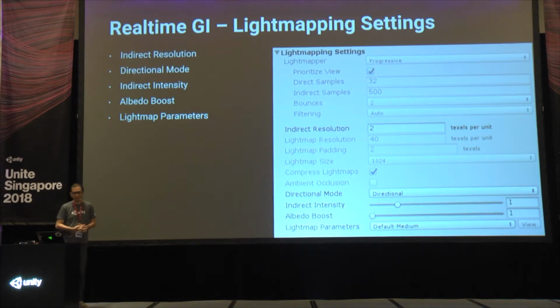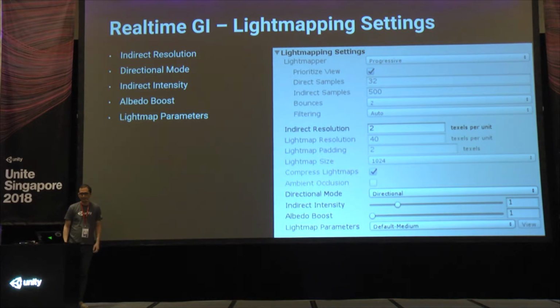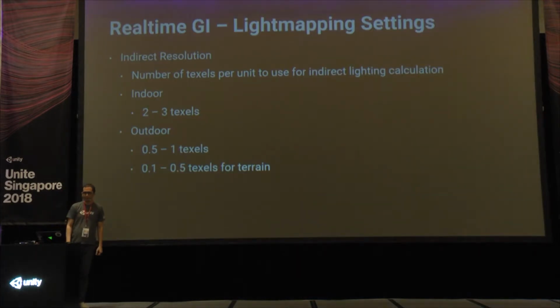And if you do go with real-time GI, these are the settings that you can mess with in the Lightmap settings. So you have indirect resolution, directional mode, indirect intensity, albedo boost, and you have the Lightmap parameters. So what do all these different parameters mean? The first one, indirect resolution. This basically says the number of texels per unit to use for indirect lighting calculation.